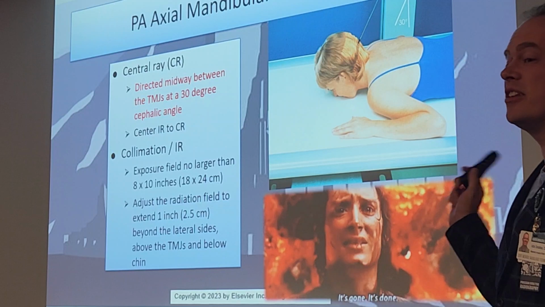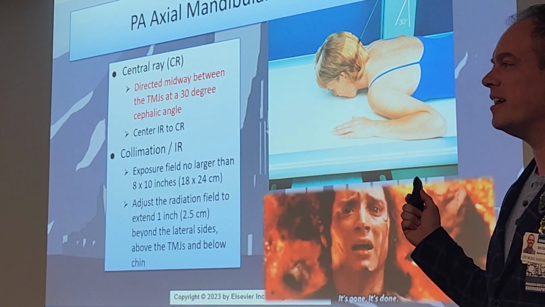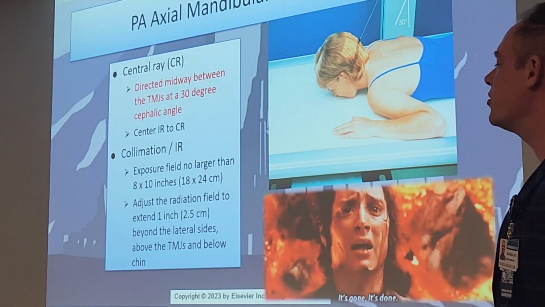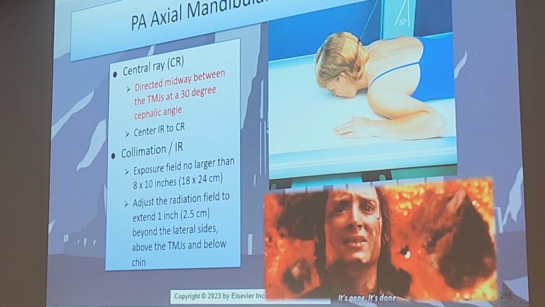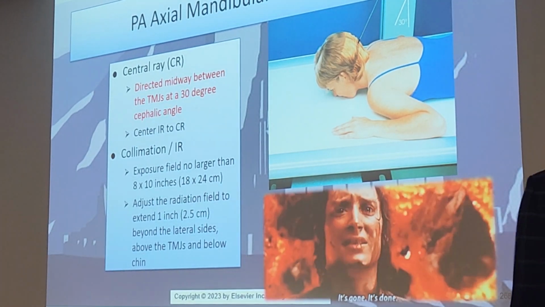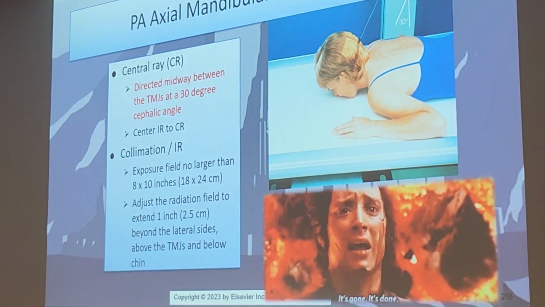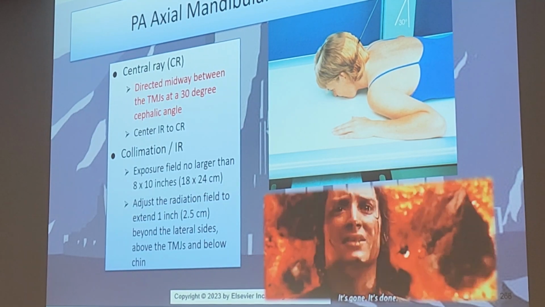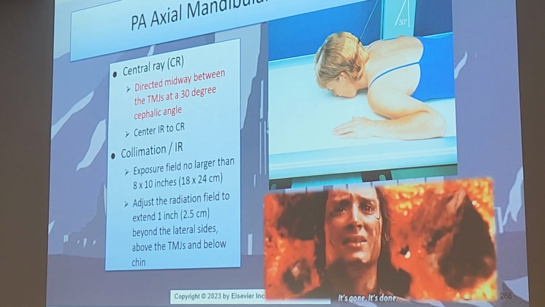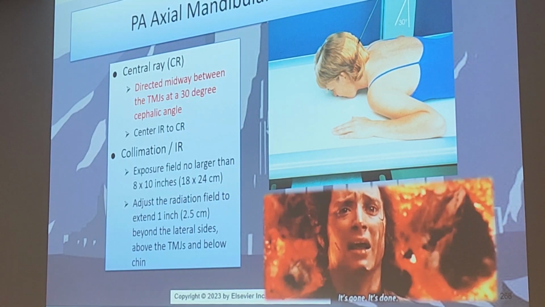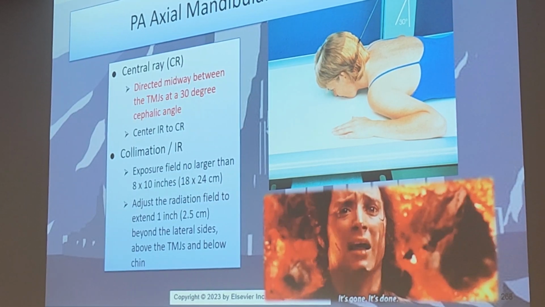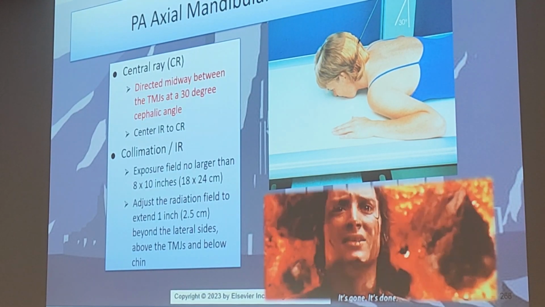All right, central ray is a little different, guys, than the last one. We're not between the lips. We're directly midway between the TMJs at a 30-degree cephalic angle. So basically, you're at the level of the TMJs for this one. A little fancier way of saying that. 30-degree cephalic angle, so it does differ from the ramus axial we talked about. So you want that tight collimation, of course. TMJ down to the mentum.